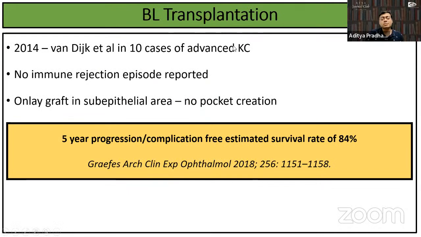Coming to Bowman layer transplantation, it was first described and published in 2014 by Gerrit Melles' group in 10 cases of advanced keratoconus. In their publication, no immune rejection episode was reported because it is basically acellular tissue. Recent publications have also explored the possibility of an onlay graft in the subepithelial area, so no pocket creation is needed. You just prepare the donor tissue and place it on the corneal surface. In this 2018 publication, the 5-year progression-free or complication-free estimated survival rate was around 84% in patients undergoing Bowman layer transplantation over 5 years of follow-up.